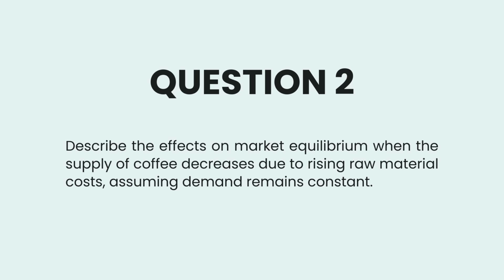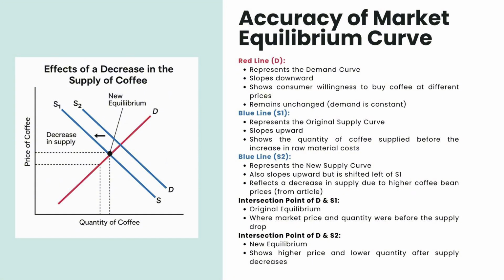We assume demand stays the same, so basically people still want coffee, but there is less of it being supplied. Alright, here is what that looks like on the graph. The red line is the demand curve. It stays where it is since we are assuming no change in demand.